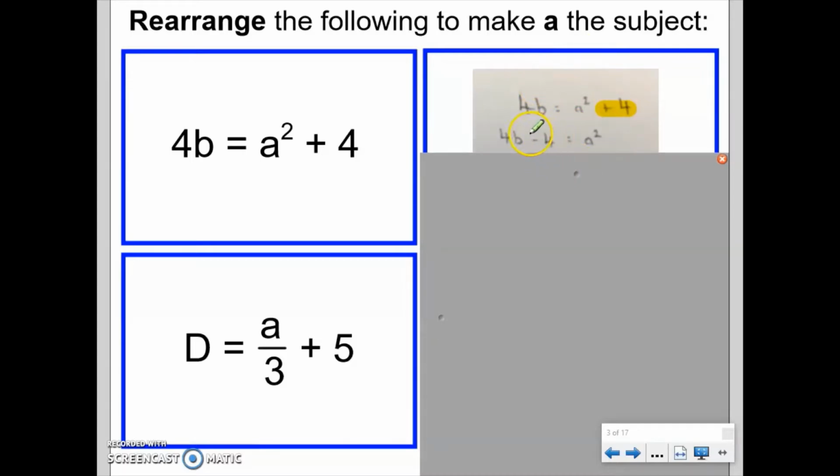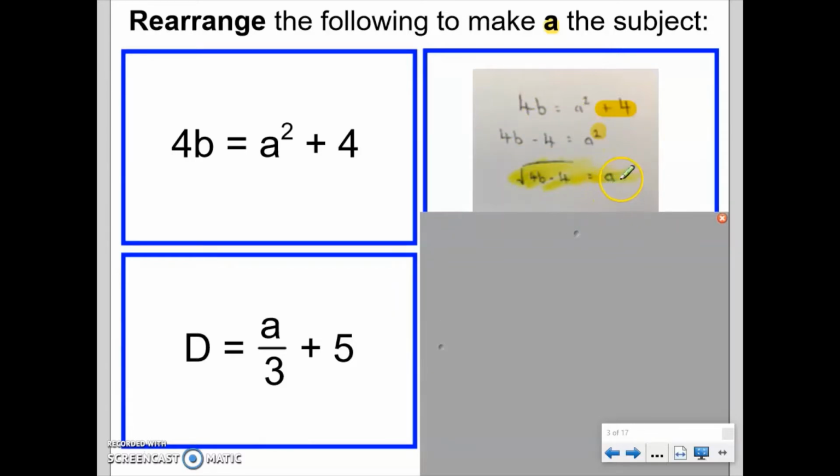So now I've got a minus 4 on this side. I still don't have A by itself. I'm looking for making A the subject. Currently, it is A squared. So in order to get A by itself, I need to remove this squared. The opposite of squaring is square rooting. So I'm going to square root both sides, which will essentially take this squared, move it onto this side to become a square root.